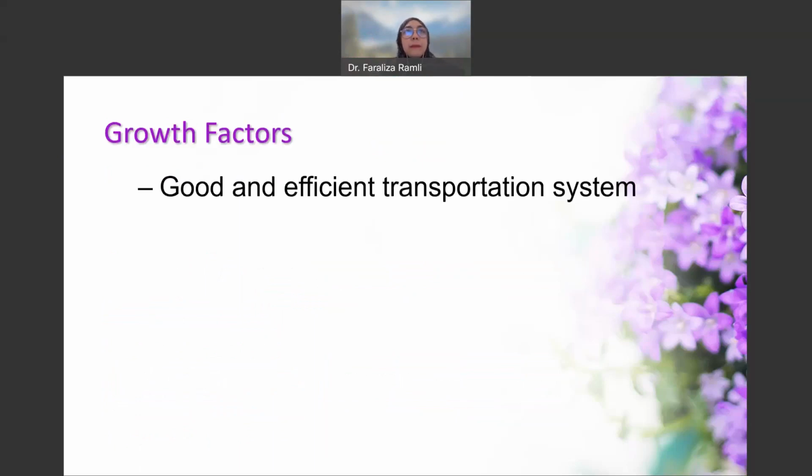These are the growth factors. First, a good and efficient transportation system. Technology innovation in the transportation and logistics industry has enabled businesses to improve the quality of their service. Global business and international trade depend highly on transportation services to move the flow of goods within the economy. That's why this is very important to grow the industry. This is one of the growth factors.